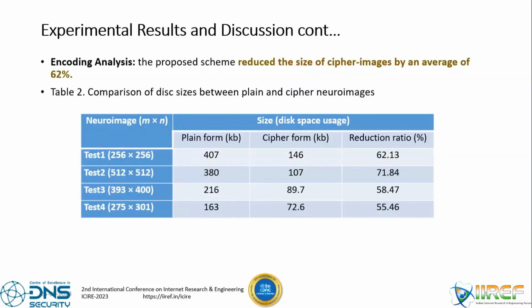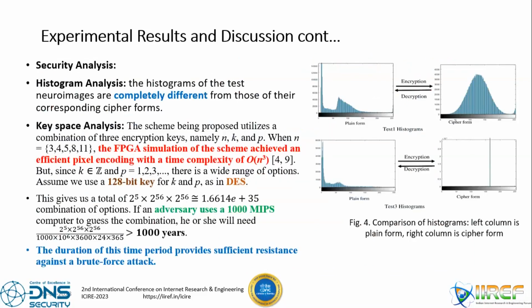Also, we try to analyze the encoding size, that is the size on the disk. We compare the size of the plain neuroimage and the cipher neuroimages on the disk. We observe that the proposed algorithm is able to reduce the size of the cipher neuroimages by an average of 62%.